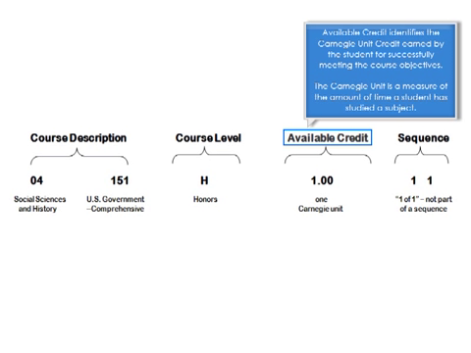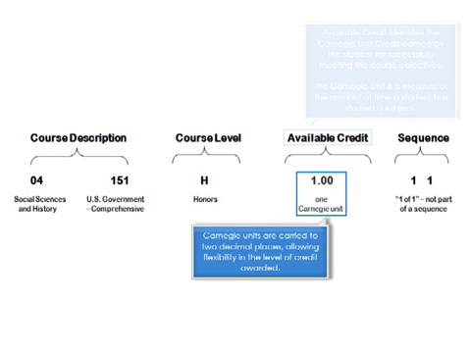Available credit identifies the Carnegie Unit credit earned by the student for successfully meeting the course objectives. The Carnegie Unit is a measure of the amount of time a student has studied a subject. Carnegie Units are carried to 2 decimal places, allowing flexibility in the level of credit awarded.